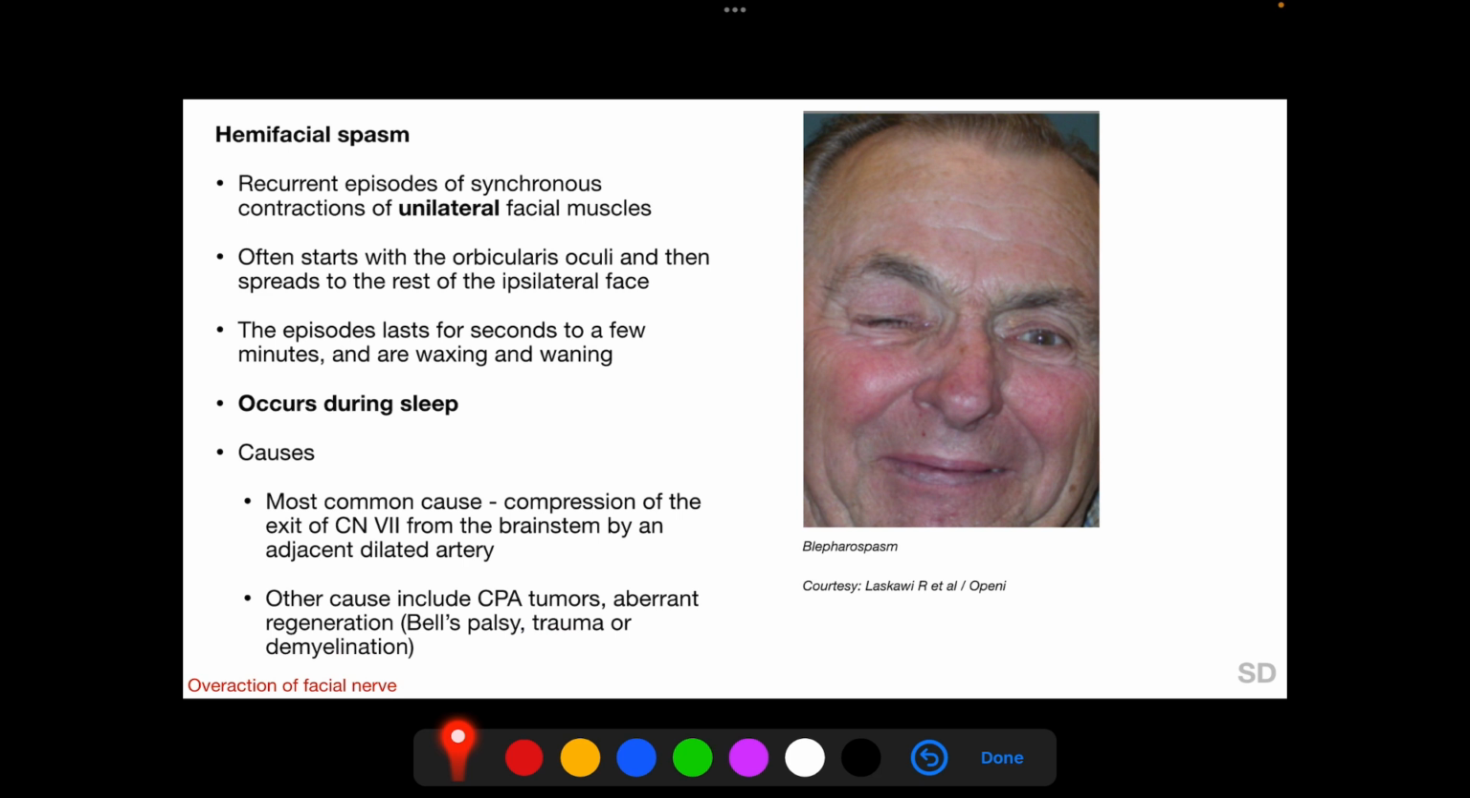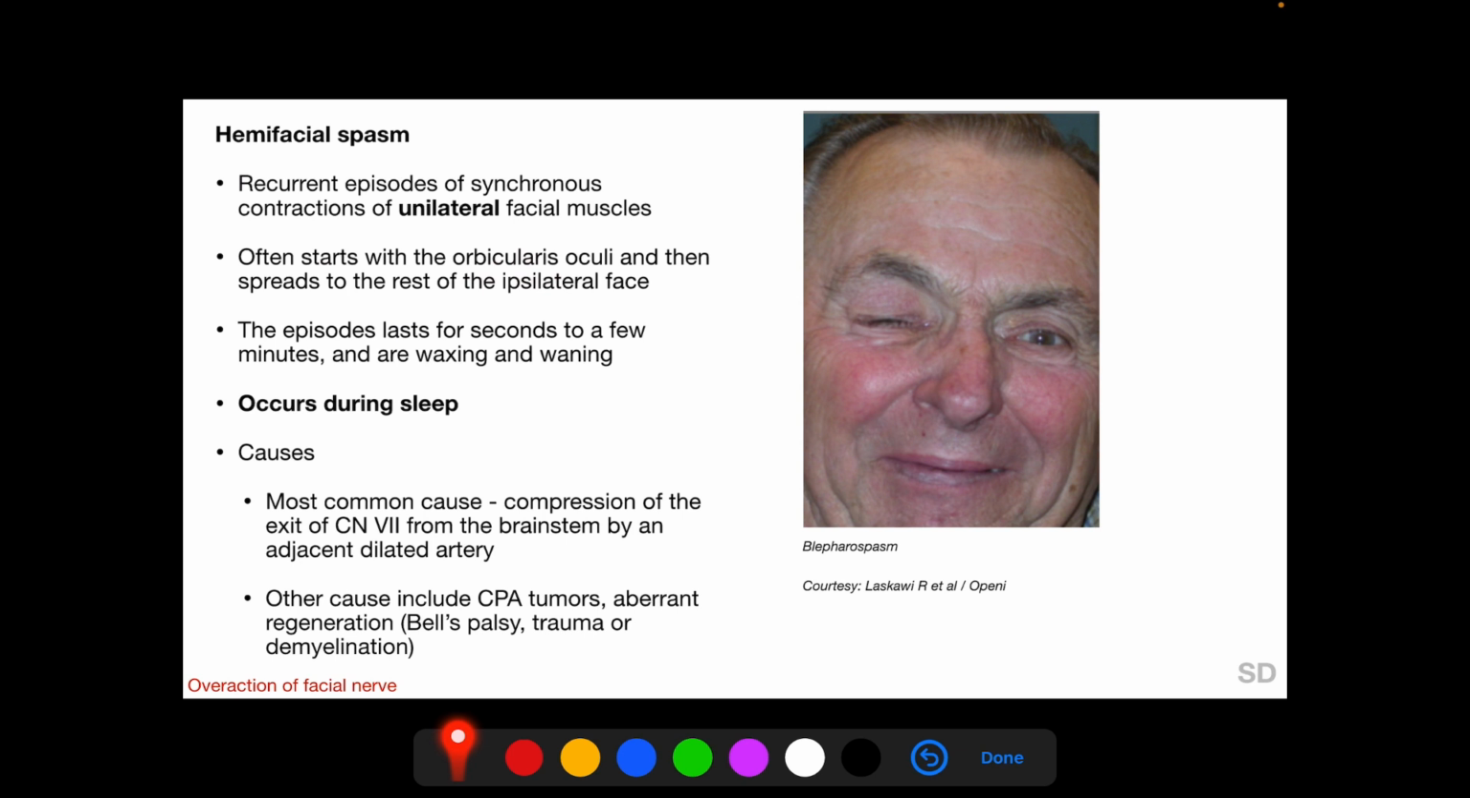Coming to the next important disorder with overaction of the facial nerve, hemifacial spasm is characterized by recurrent episodes of synchronous contractions of unilateral facial muscles. So in contrast to benign essential blepharospasm, which involves orbicularis oculi muscles bilaterally, hemifacial spasm involves the entire face, both the upper and the lower face, unilaterally. Hemifacial spasm often starts with the orbicularis oculi and then spreads to the rest of the ipsilateral face.